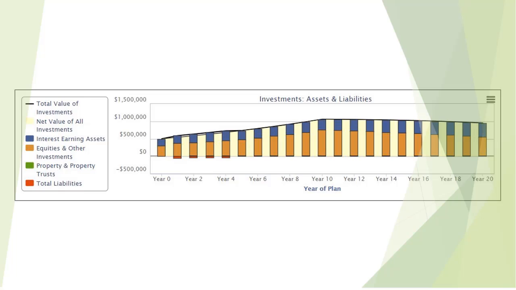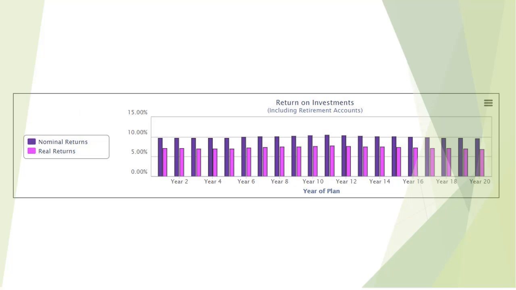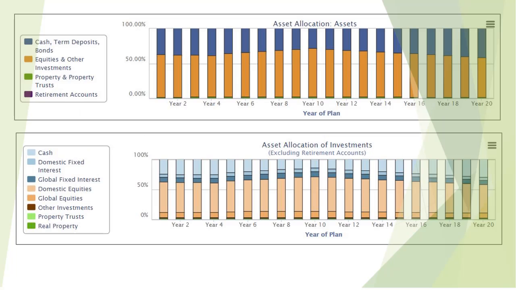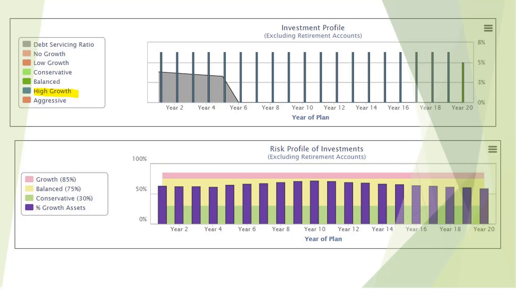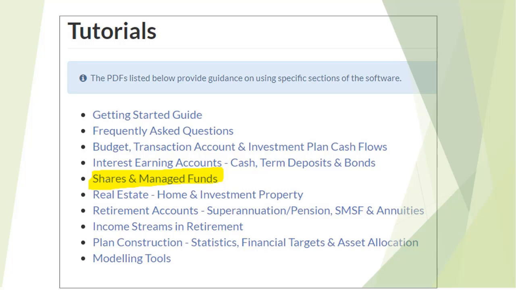On the plan outcomes, the significant graphs you should look at are investments, assets and liabilities, return on investments, asset allocation in 2 formats, investment and risk profiles. For a more detailed explanation, refer to the tutorial.